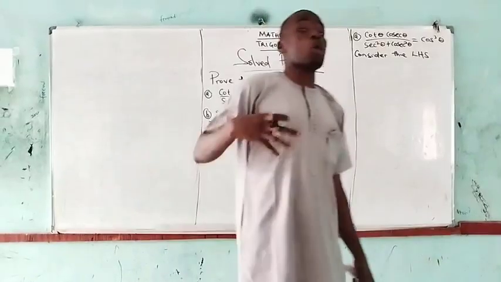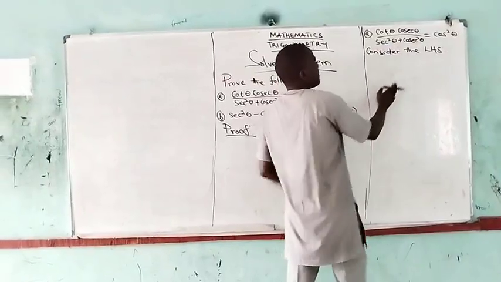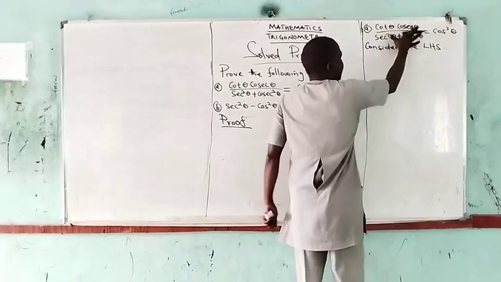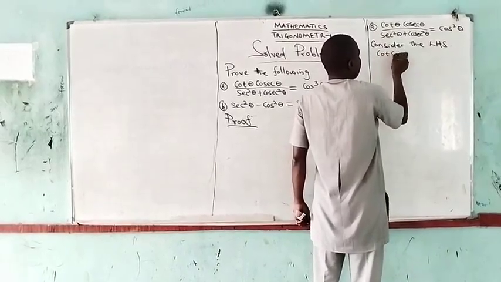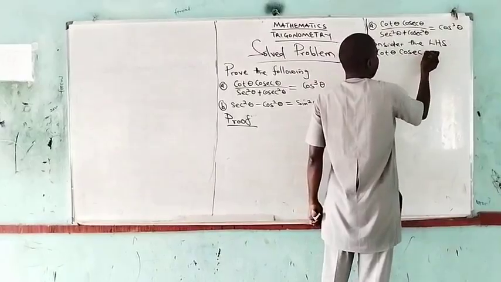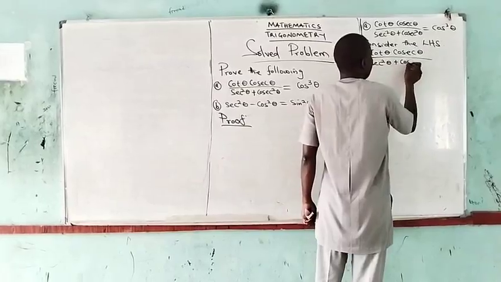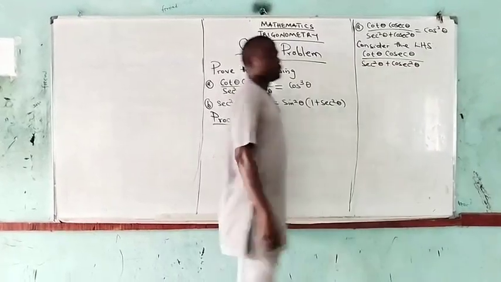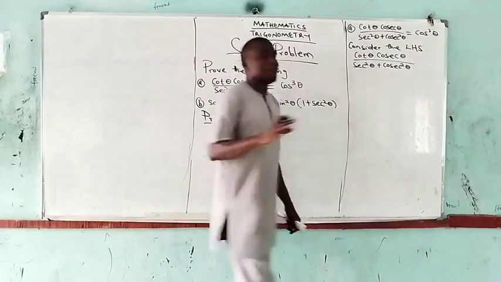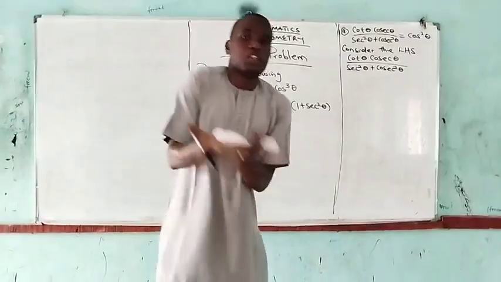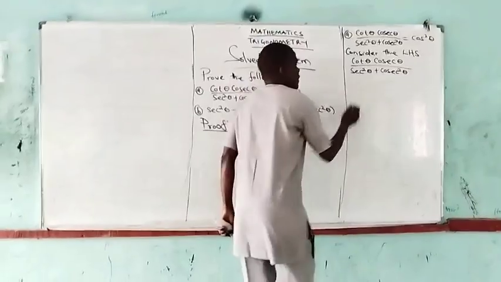Because the left hand side is more complicated than the right hand side. So this is the left hand side: cot theta cosec theta by sec square theta plus cosec square theta. This is the left hand side of the expression, so you can simplify separately. You can take the numerator, simplify it, and take the denominator, simplify it.